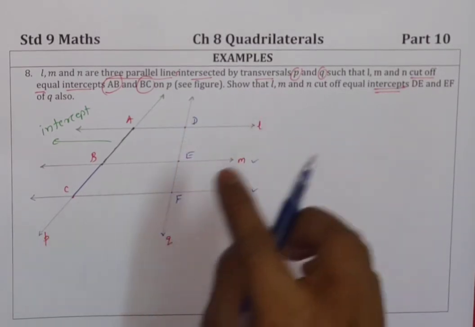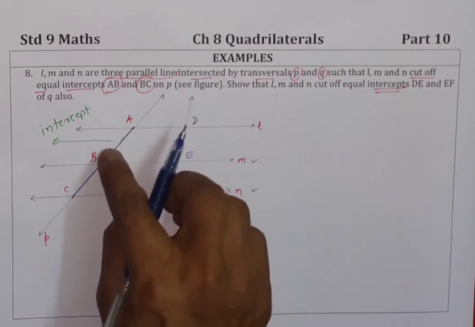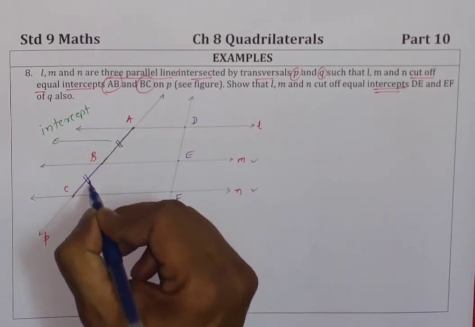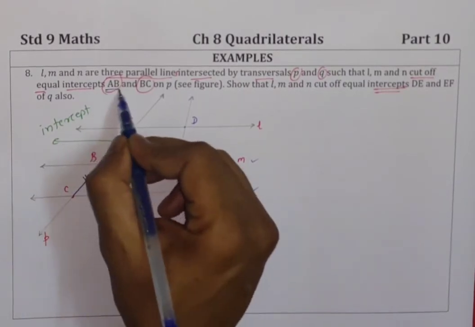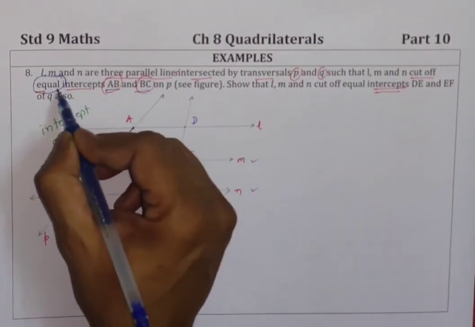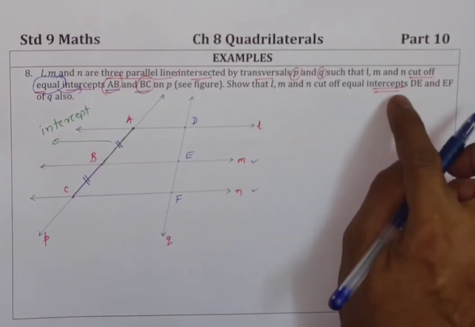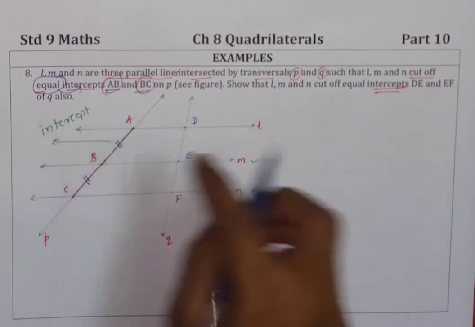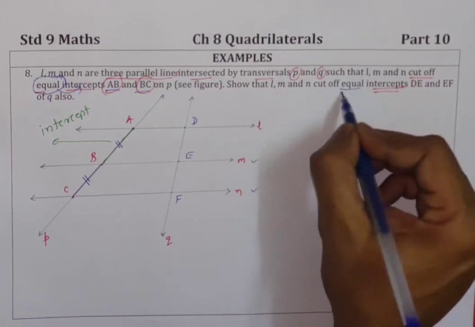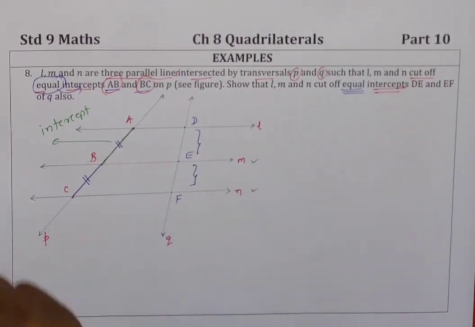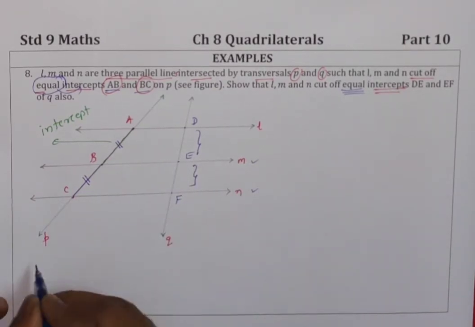Now this P intersects L and M in such a way that AB equal to BC. That is, intercept AB is equal to intercept BC. That is given. AB and BC are equal intercepts. Show that L, M and N cut off intercepts DE and EF also are equal. They are also equal. So you have to prove DE equal to EF. Children, data to prove, it's up to you. You have to write. Okay, I'll start with proof.